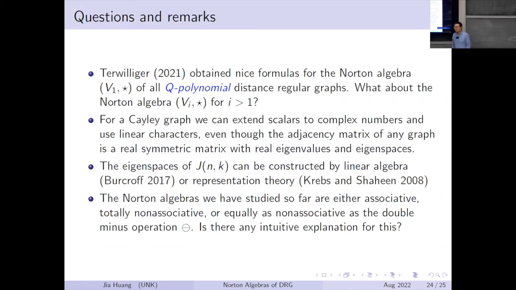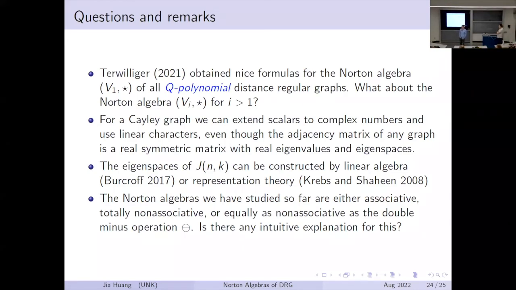Yes. Have you considered extending VI to, let's say, a sum of eigenspaces, consecutive eigenspaces? Oh, that's a great idea. I haven't thought about that. Like if you have a Q polynomial condition and AI star is 0, then the Norton algebra is trivial, right? Yeah, AI star is 0. But if AI star is 0, like in the Q bipartite association scheme, then you could take two consecutive spaces and project each one into the opposite one.